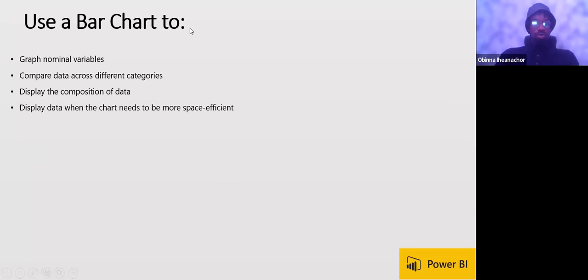For the bar chart, you use them when you want to graph nominal variables. Nominal variables are variables like name, for example the name of a product, or categories, or subcategories. So when you're grouping things categorically, but there is no order involved, it's just default. There's no order involved. That's the nominal variable.